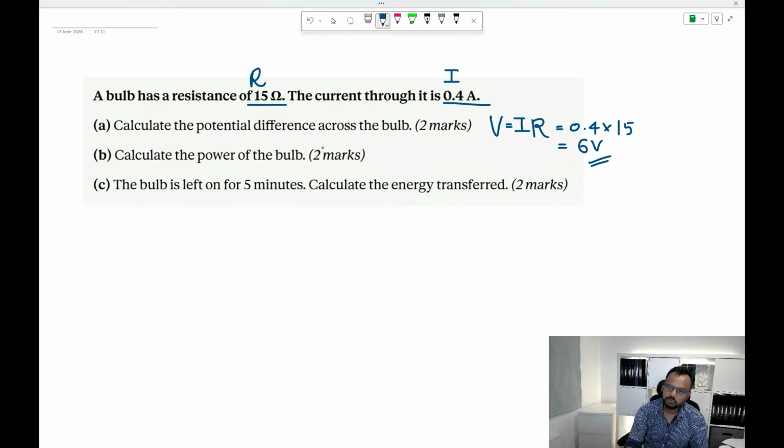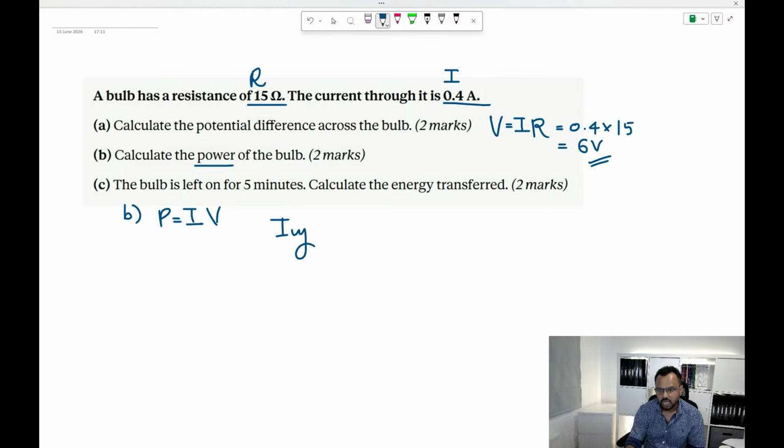Calculate the power of the bulb. Now, guys, the formula for power is IV. I'll tell you a way to memorize it. Some people think of this like an ivy leaf, like the plant, poison ivy or ivy.